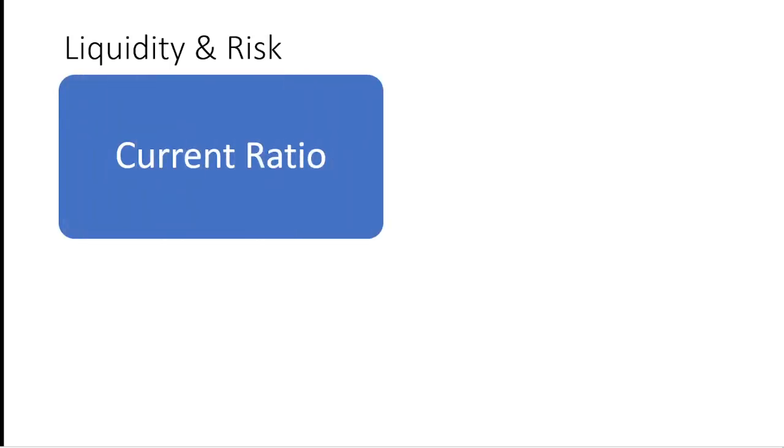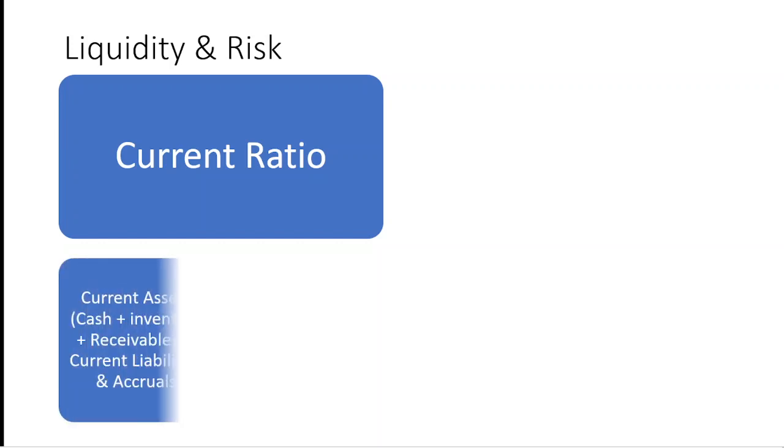Right. Now moving forward to our fourth category of ratios, liquidity and risk ratios. Now the liquidity ratios are of different types. So first we're going to look at the liquidity ratios and then we look at the risk ratios. The liquidity ratio usually starts with the current ratio. How do we calculate that? Simple formula: current assets divided by current liabilities.